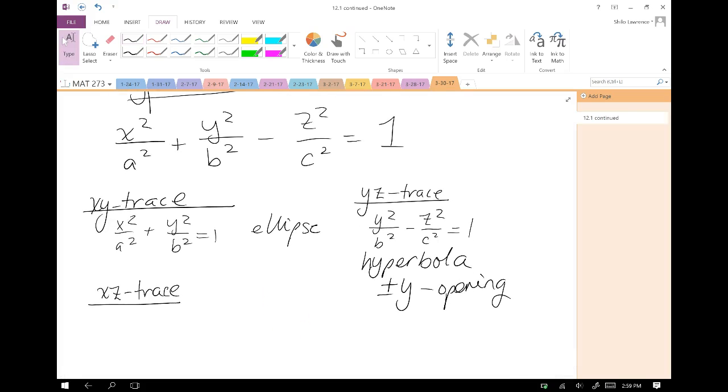Absolutely brilliant. The xz trace is x squared over a squared minus z squared over c squared equals 1, which is again a hyperbola. The positive variable is the x. That means it opens in the positive and negative x direction. So the shape is like two fingers back to each other.